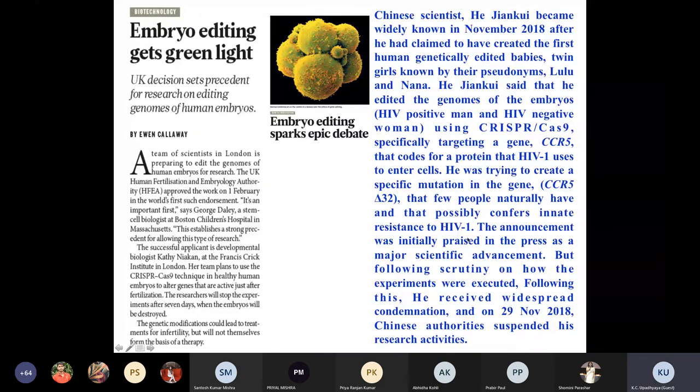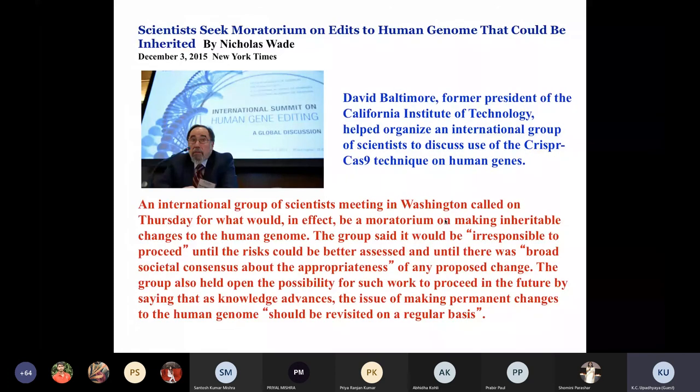Okay, and then the scientist David Baltimore sought a moratorium on editing the human genome in ways that could be inherited. And then he called a meeting in Washington to discuss this. Okay, I think I stop it here.